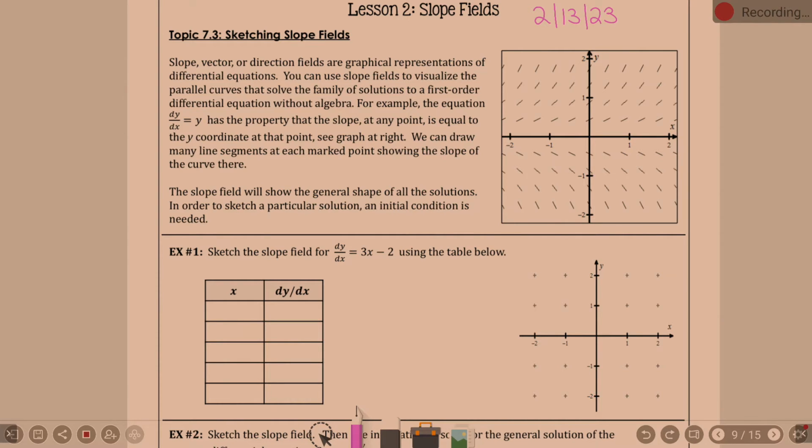equation without algebra. For example, the equation dy/dx equals y has the property that the slope at any point is equal to the y-coordinate at that point. And this graph at the right shows that. We can draw many line segments at each marked point showing the slope of the curve there.